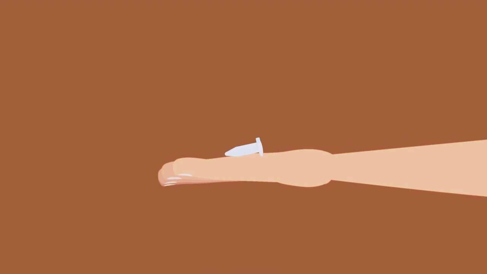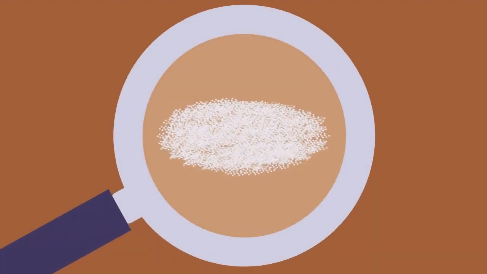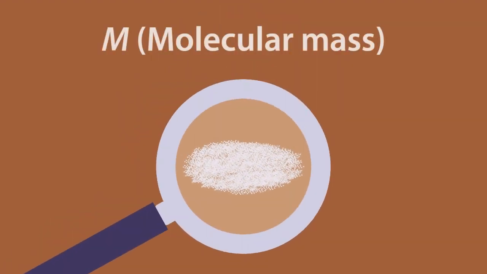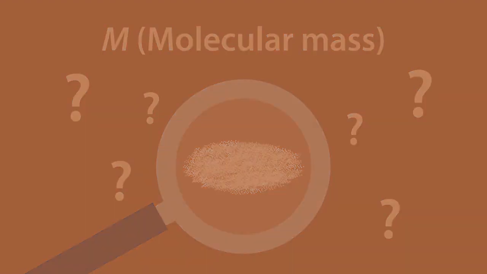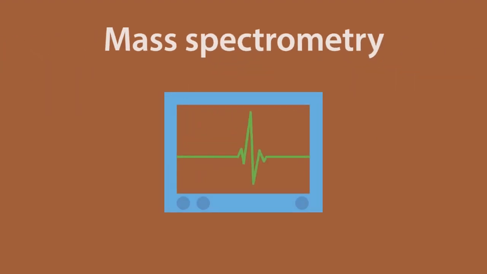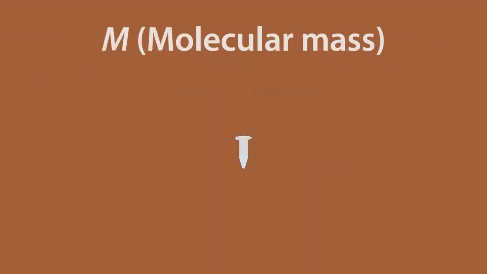So when a crime scene investigator gives the lab even a small fleck of a white powder, its molecular mass can help identify what it is. In summary, mass spectrometry is an analytical technique used to determine the molecular mass of a compound and indirectly helped to prove the existence of isotopes.